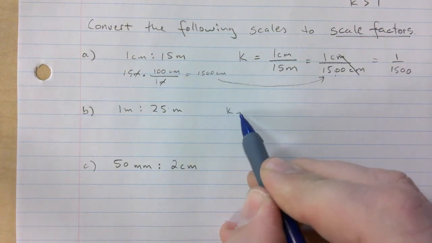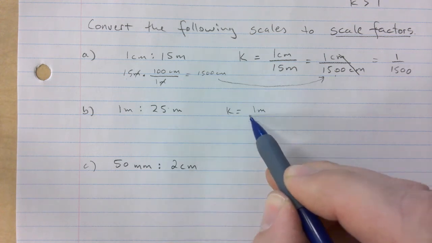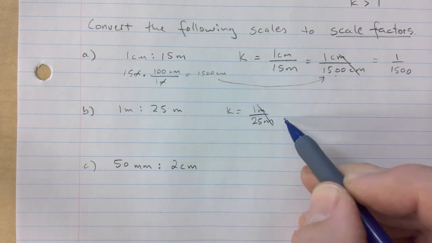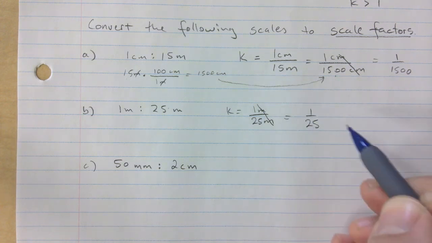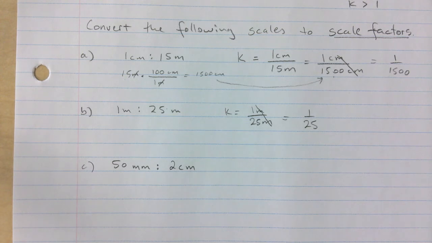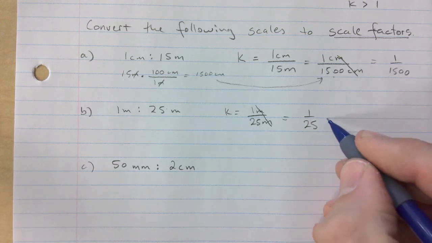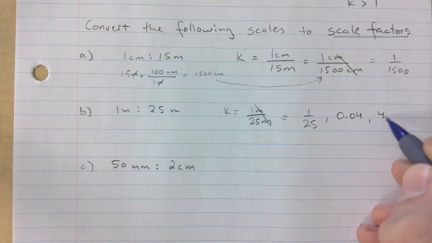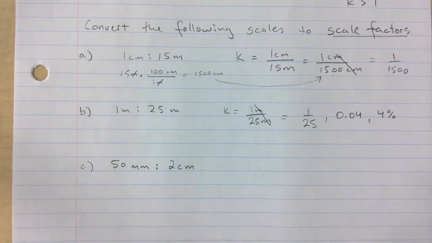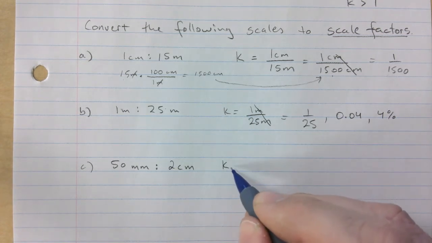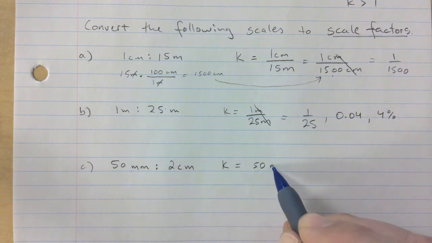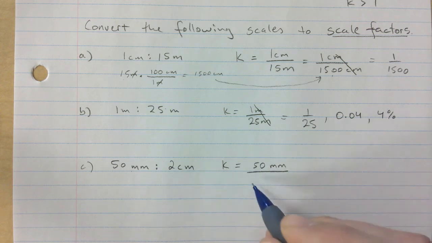Let's write this as a scale factor. It's 1 meter over 25 meters. Your lucky day, right? Units are the same, so it's just 1 over 25. That we can write as a decimal, right? That's 0.04. And let's also go as a percent. You just multiply that by 100. Okay. Next, K is, and it's always the left number goes up top and the right goes at the bottom.